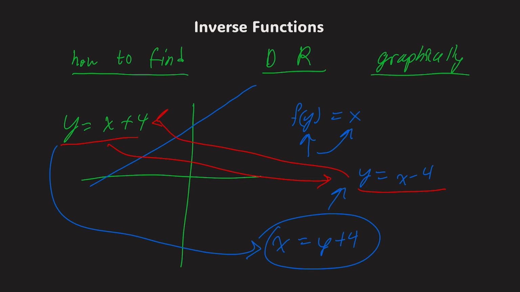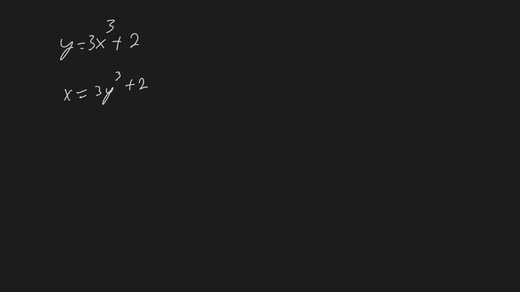So let's continue with another example here. Let's say I give you y equals x to the third times 3 plus 2. Okay? First thing I do, I want to find the inverse. I switcheroo x and y. Now I get x equals 3y to the third plus 2. And now I need to get y by itself. Subtract 2 from both sides.